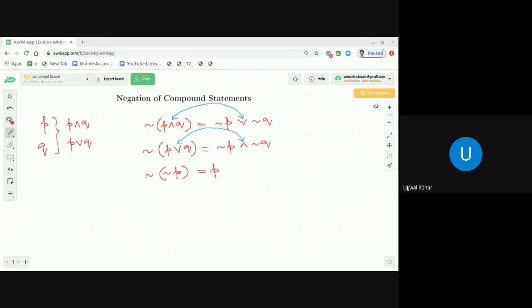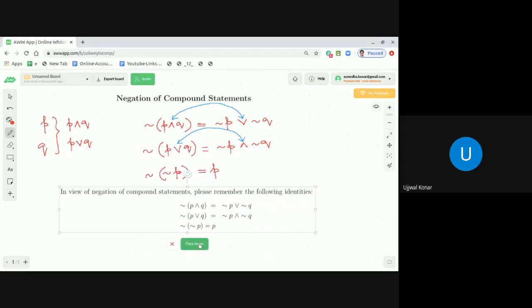Now, we are going to discuss the conditional statement. Before I proceed to the conditional statement, I just want to write down exactly what I just did on the board, from the study material, just for your future reference. Whatever I wrote is the copy paste from our study material. So in view of negation of compound statements, please remember the following identities, which I wrote earlier.